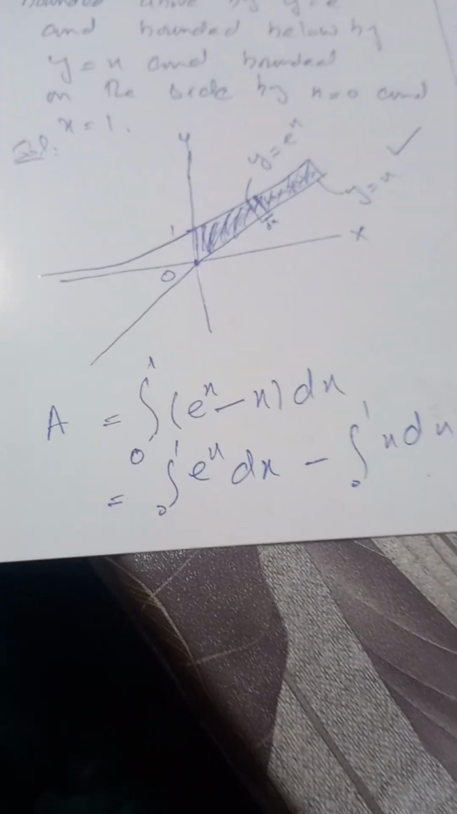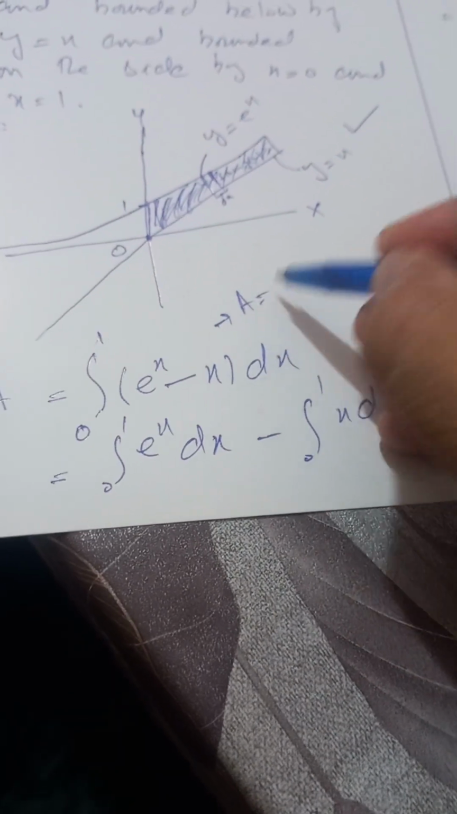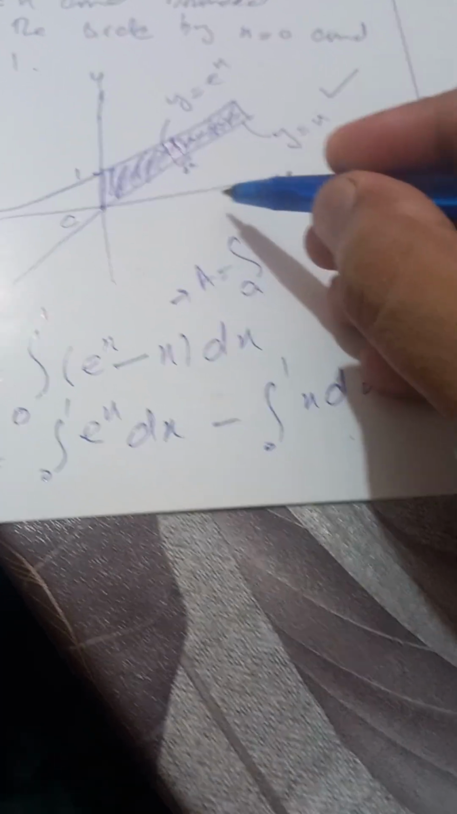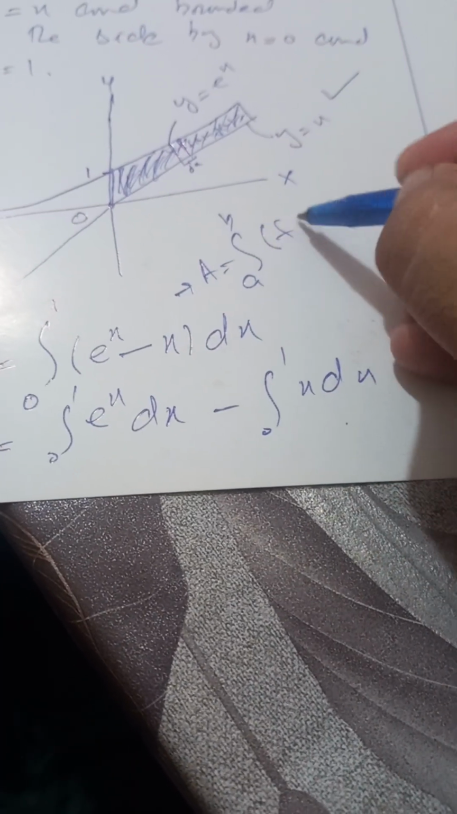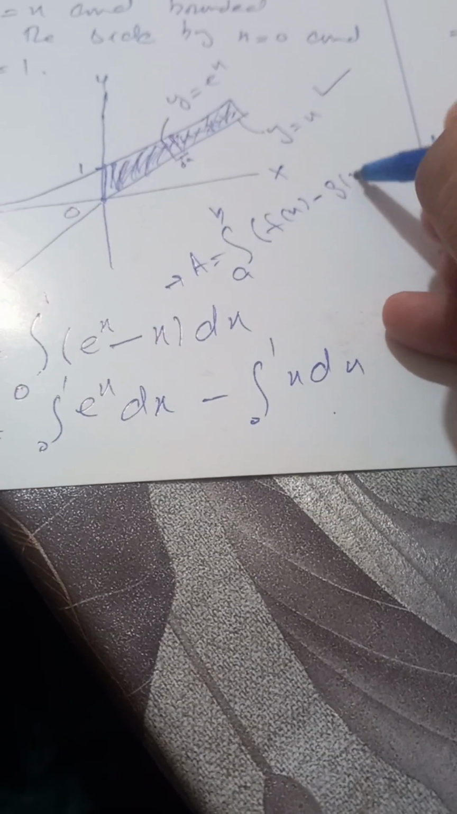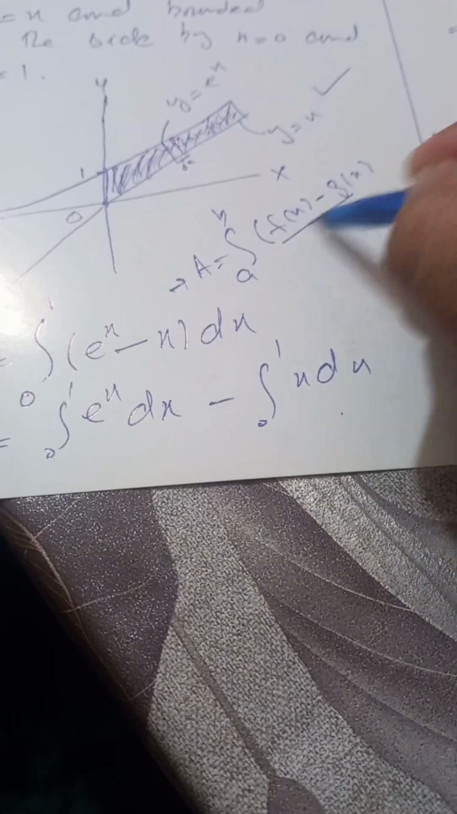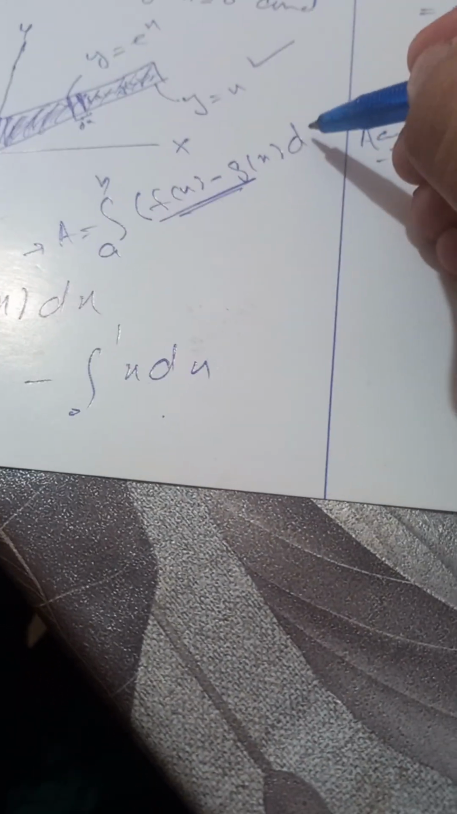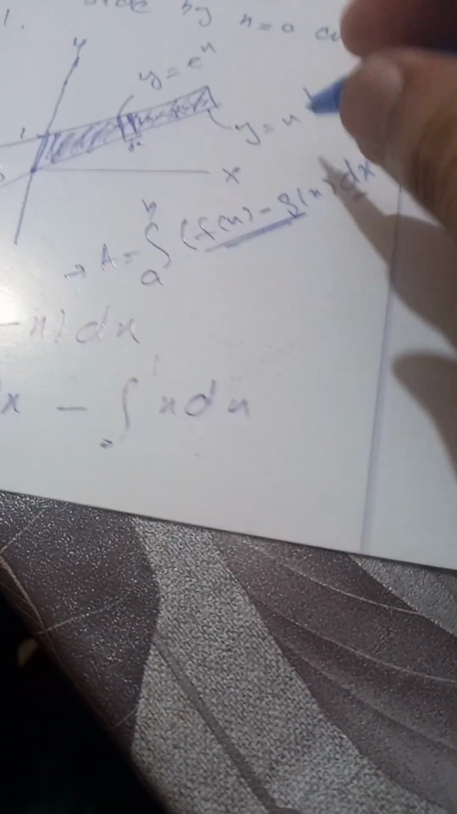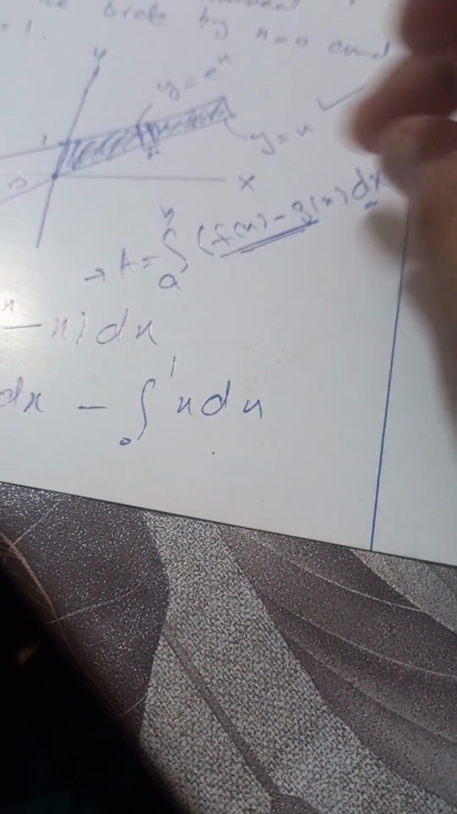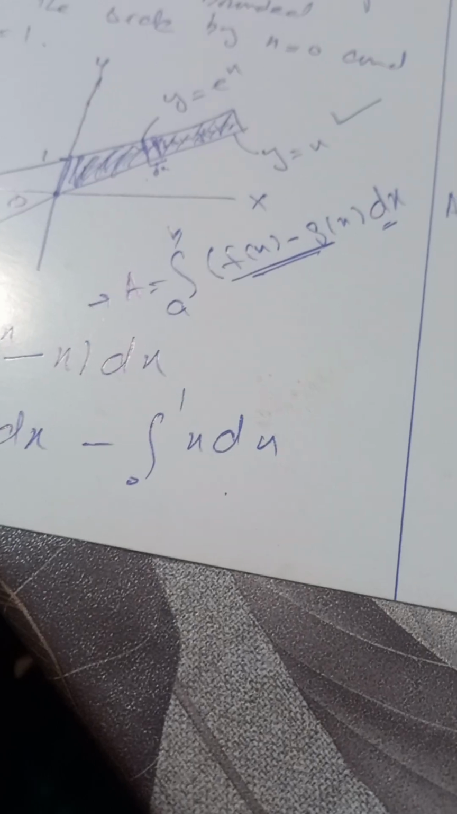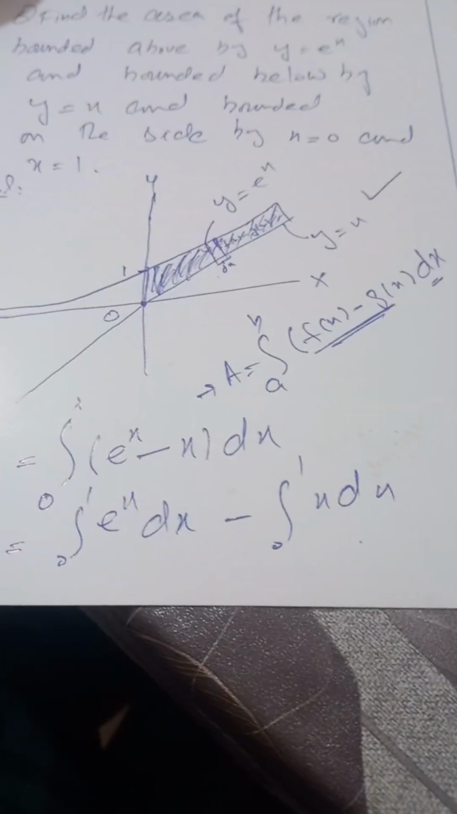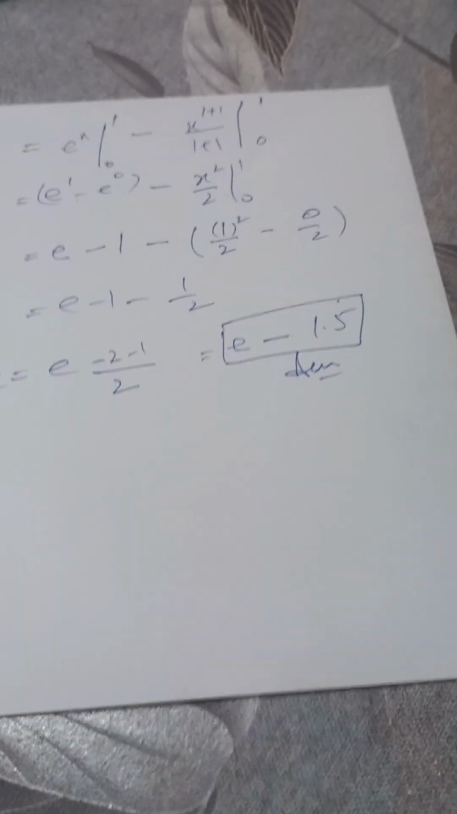Then we apply a limit, and the formula is like this: lower limit, upper limit, first function minus second function. This is the height of the interval, and this is the width of the interval, and we integrate all these intervals and we find the area, and simply apply the integration rule and we find the integration.